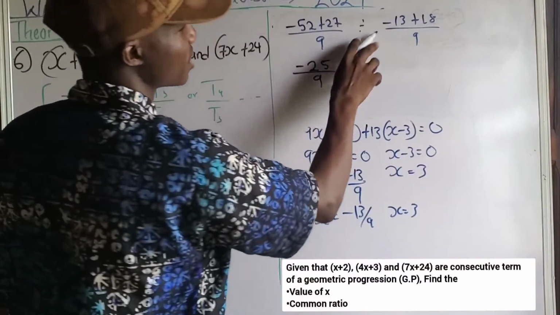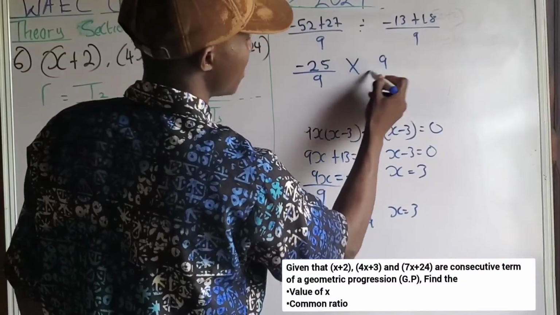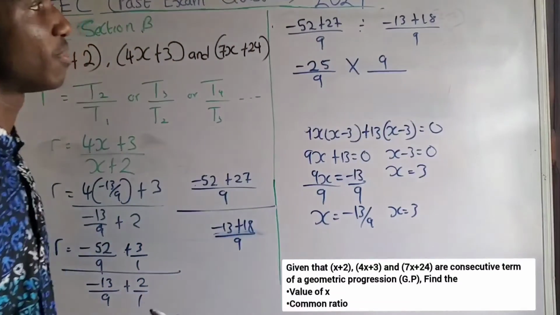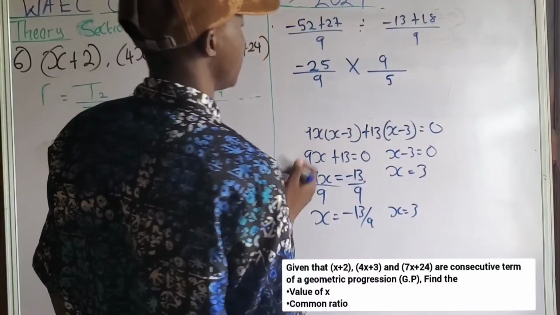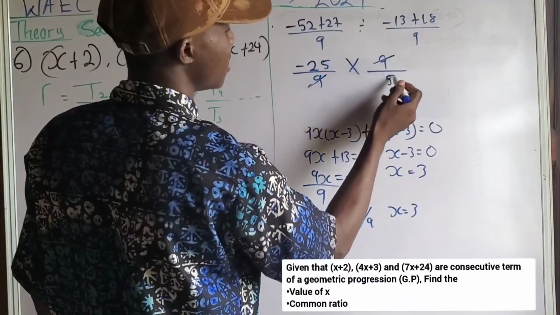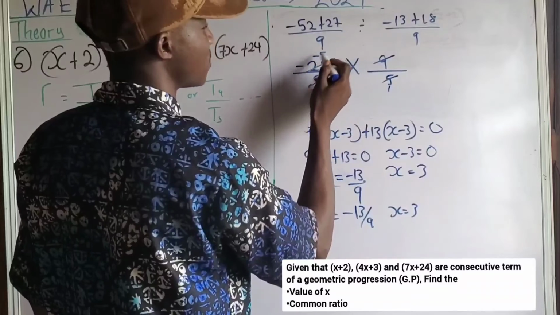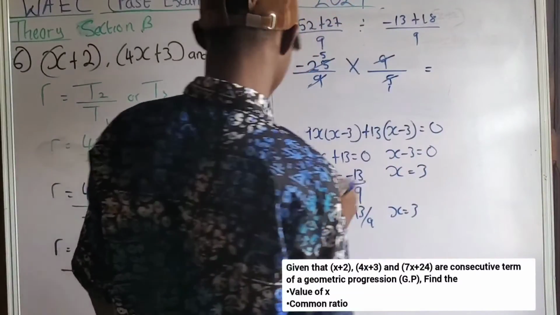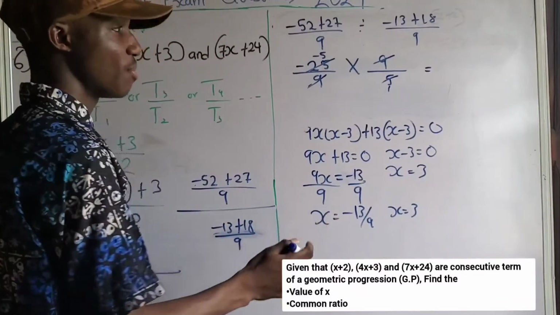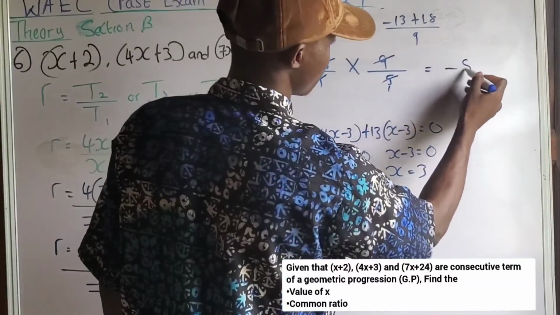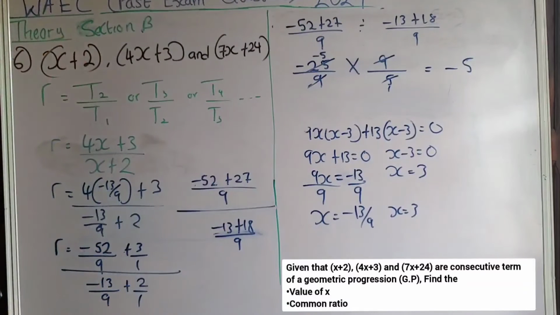Now, if you change this to a multiplication sign, you're going to have multiplied by 9 all over minus 13 plus 18. That is what? 5. So this over 5. Now, this 9 will cancel this 9, and this 5, negative 5. So the answer when x is negative 13 over 9, the common ratio is minus 5. Do you understand? Okay. Now we are still going to solve for when x is 3. So I want you to pay attention.